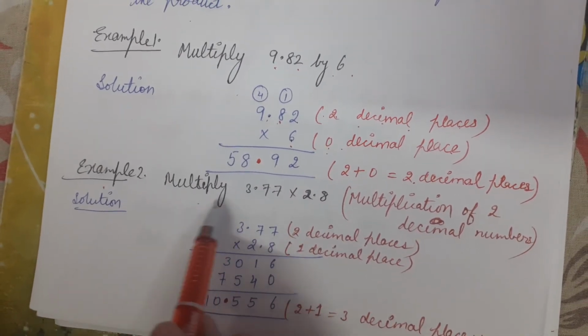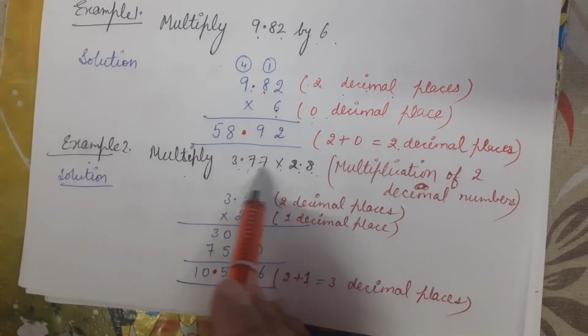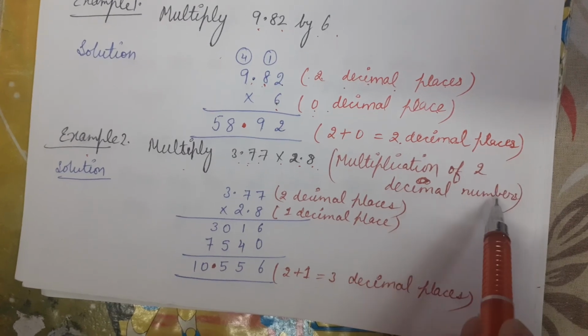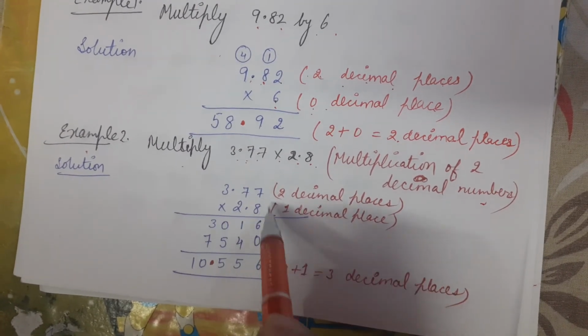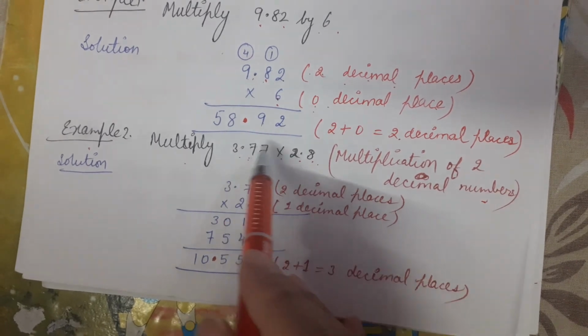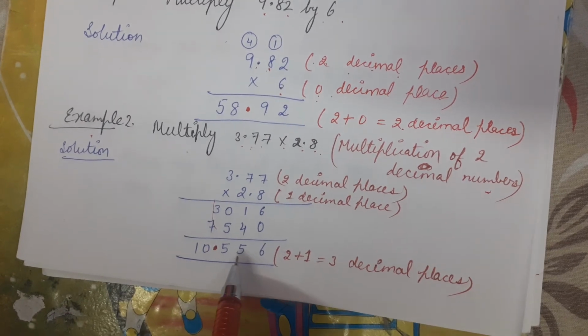Example 2, multiply 3.77 multiplied by 2.8. In this case, both the numbers are decimal numbers, so it is multiplication of two decimal numbers. Same concept is here. We have to multiply the numbers ignoring the decimal point. First of all, we have to calculate this. We are coming to 10,556.